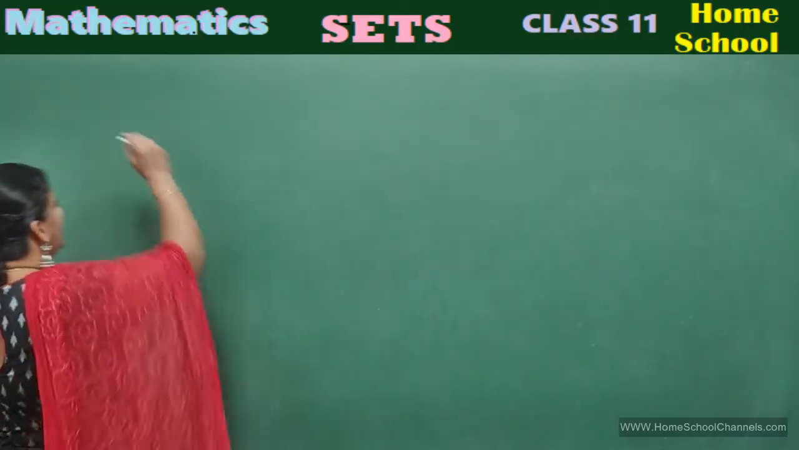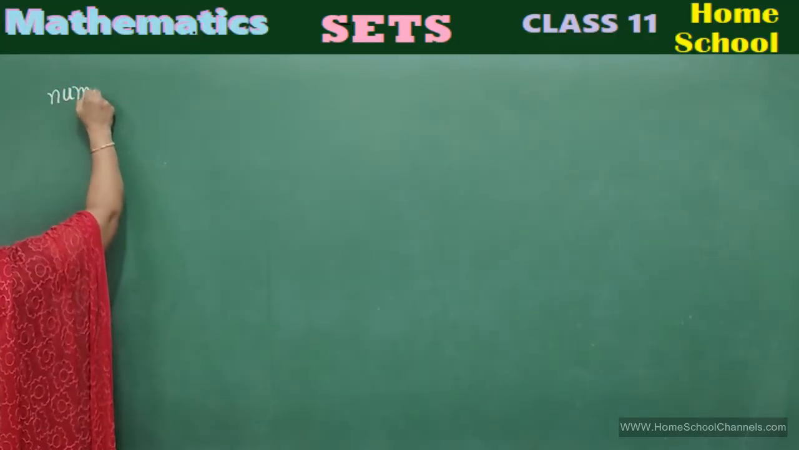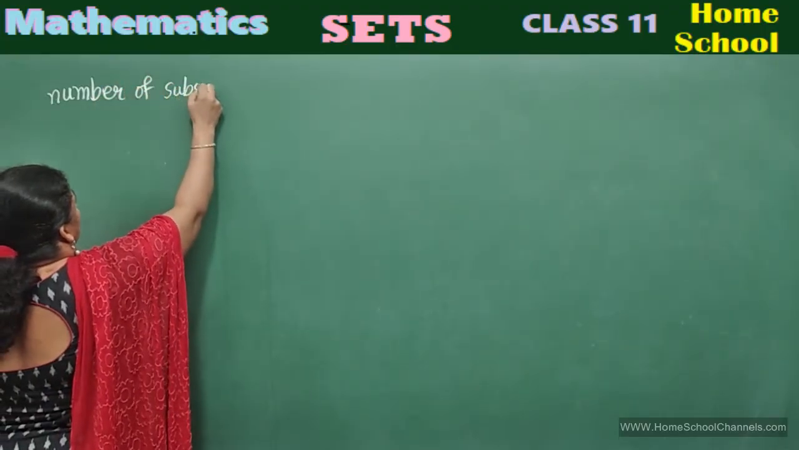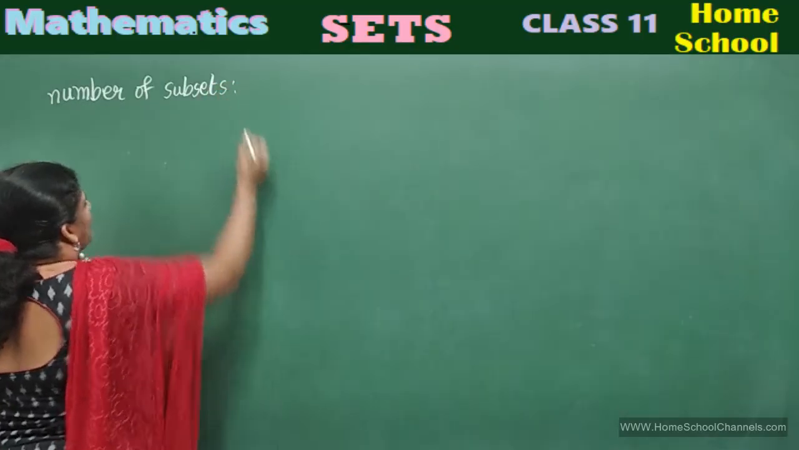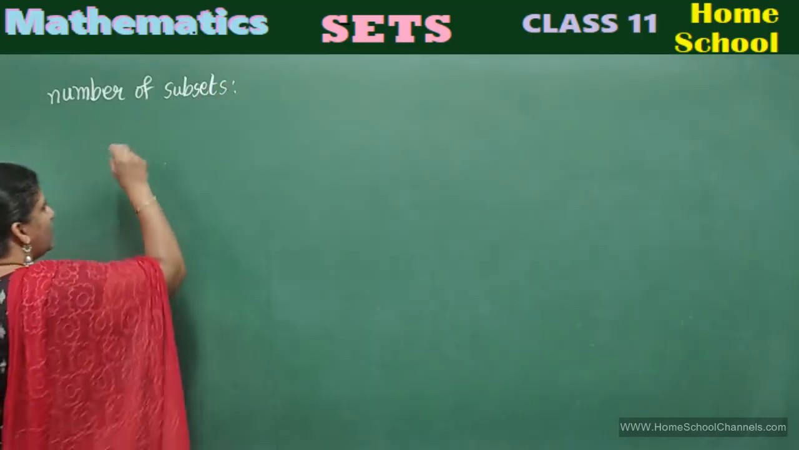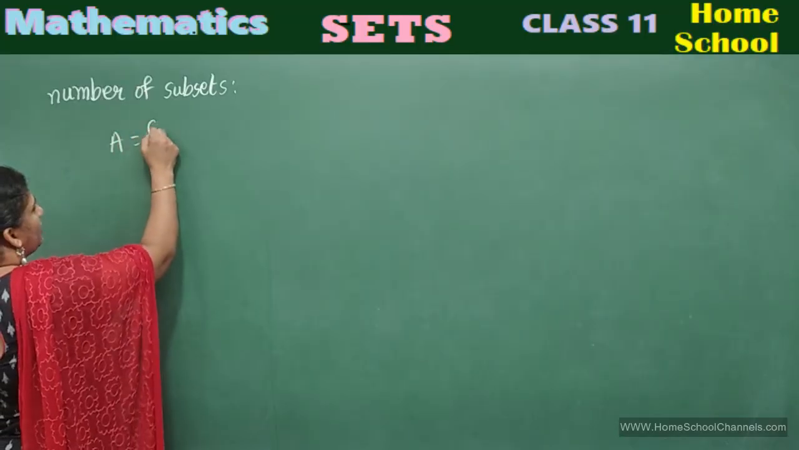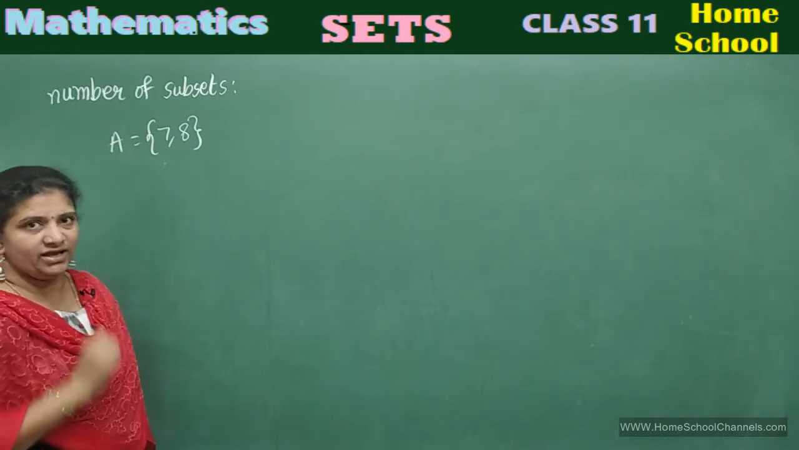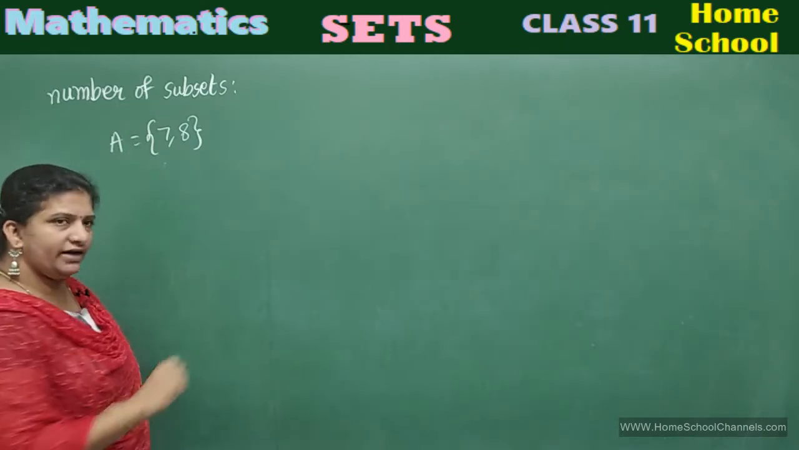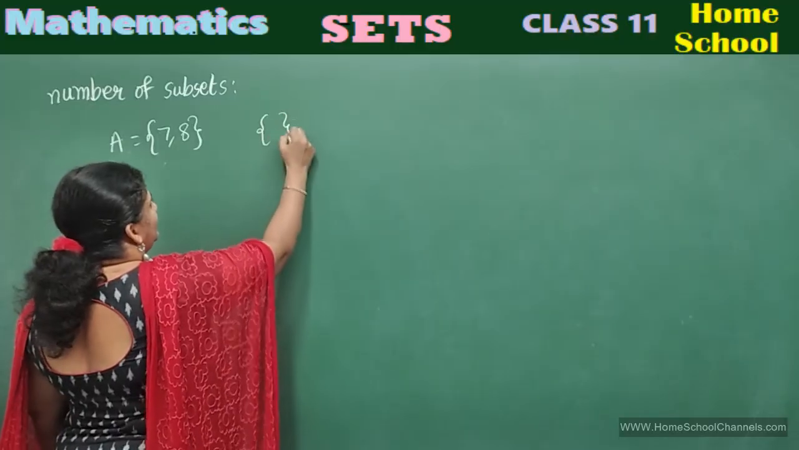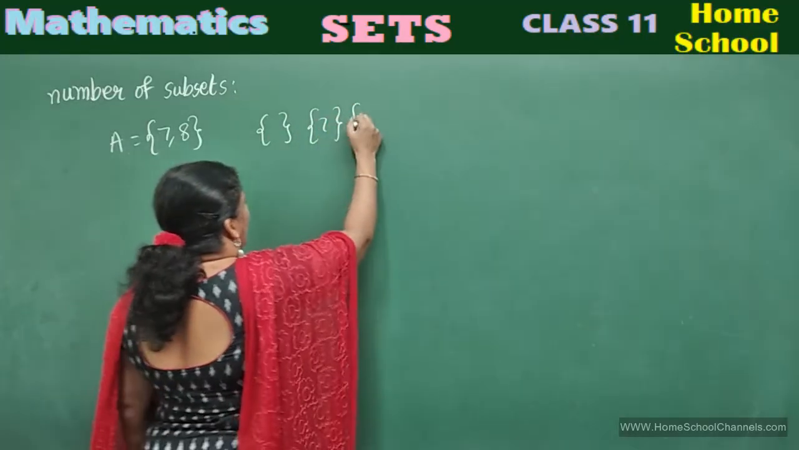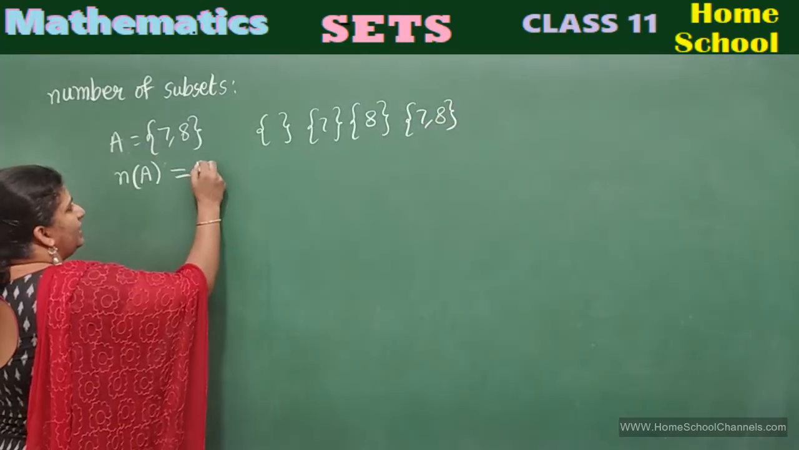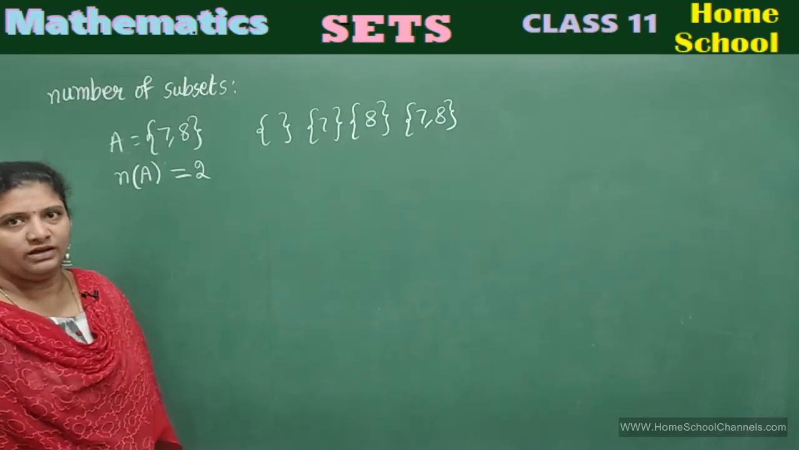Next, let us see the number of subsets. How many subsets can you write from a single set? Suppose I take A is equal to {7, 8}. A is equal to {7, 8}. How many subsets can you write? Write here: empty set, {7}, {8}, {7, 8}. I can write n(A) is equal to 2.